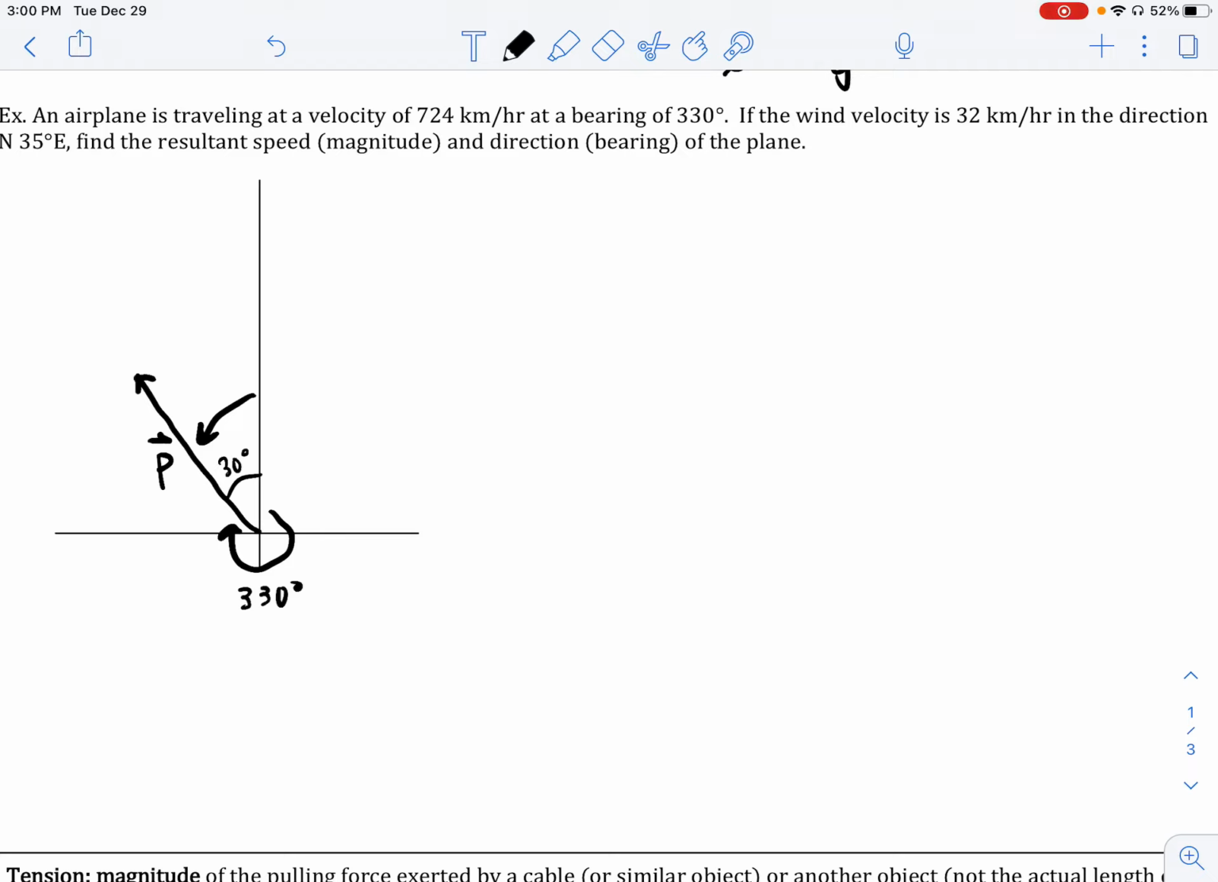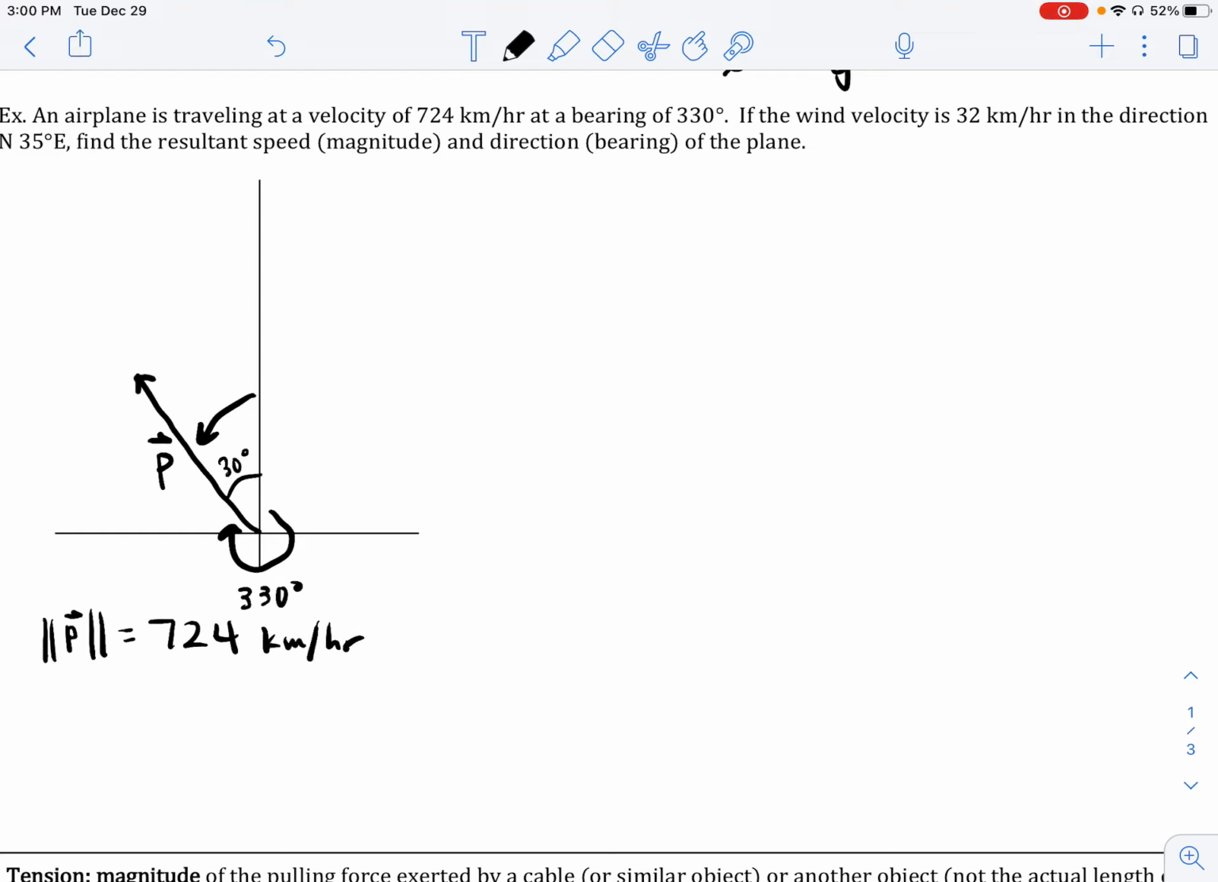So we see that the magnitude of our vector P is 724 kilometers per hour. So the magnitude of vector P is equal to 724 kilometers per hour. That's its speed.